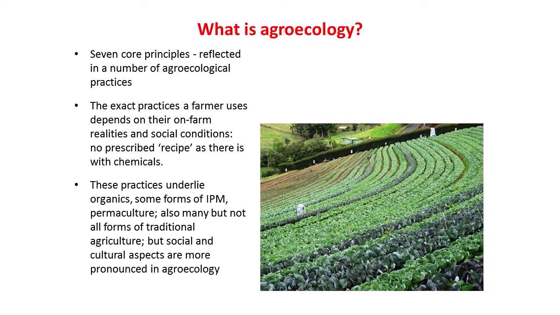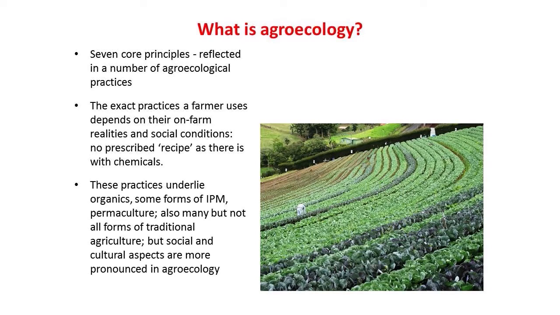So, in producing the book for Pan on agroecology, I had to read through an enormous number of writings on agroecology. Much has been written by many different organisations and many different peoples, and they're all slightly different. So what we did was to distill what we'd found in these writings into seven core principles, which are reflected in a number of agroecological practices. The exact practices a farmer uses depends very much on the context of their farm, on their geography, on the geology of their soils, also on the social conditions under which they're working. So unlike chemical agriculture, where you just plug in a simple chemical for a simple pest and hope for the best, there is no prescribed recipe. You have to work with the farmers, with their conditions, with what's at hand in order to make agroecology work.